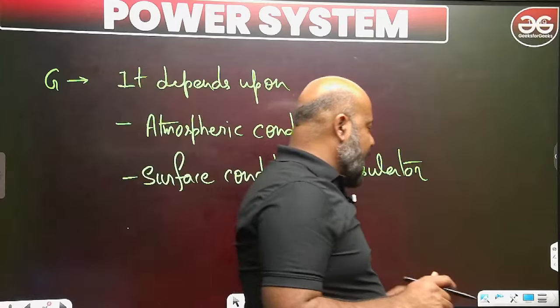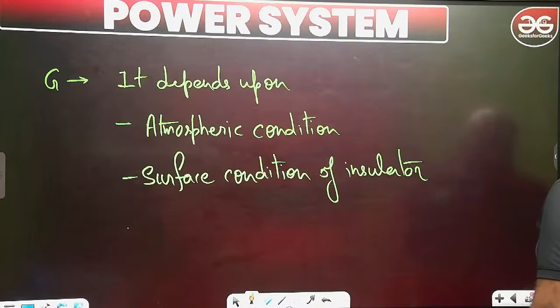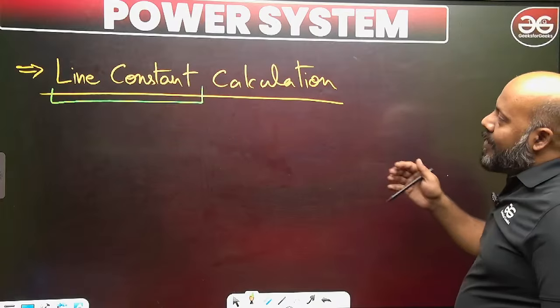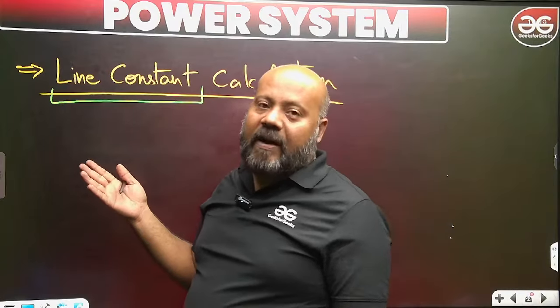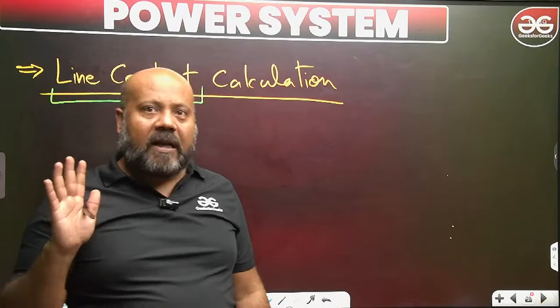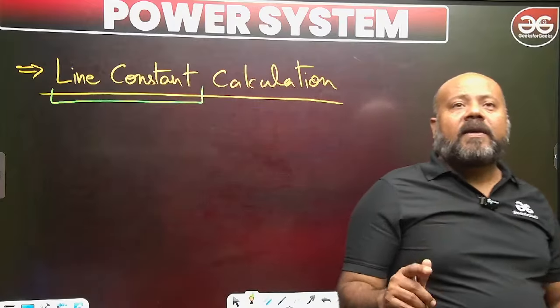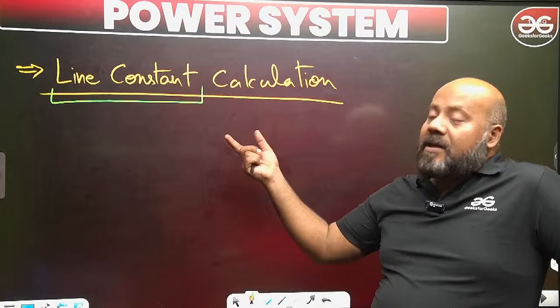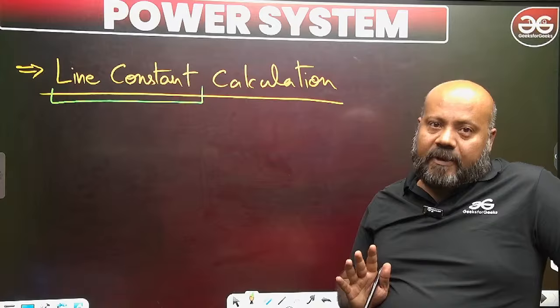So when we talk about the line constant calculation, now you understand why we were calling them line constants. Is it clear for everybody? Say yes or no. Just tell me in the comment section, are you getting this? Why we are calling these parameters constant.